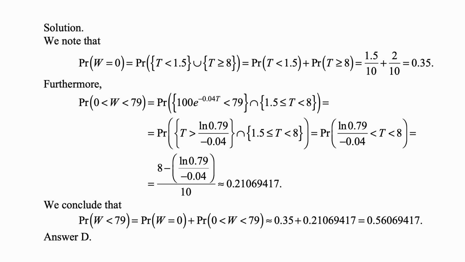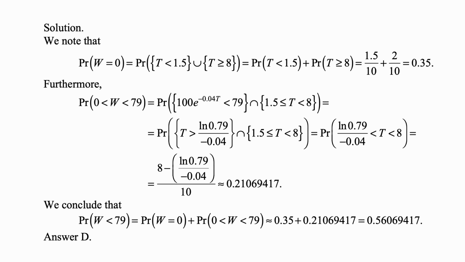So we get the probability that t is more than ln of 0.79 over negative 0.04, intersection with 1.5 less than or equal to t less than 8. But because this ratio, ln of 0.79 divided by negative 0.04, is actually greater than 1.5, the probability of the intersection of two events is simply the probability that t is between ln of 0.79 divided by negative 0.04 and 8.